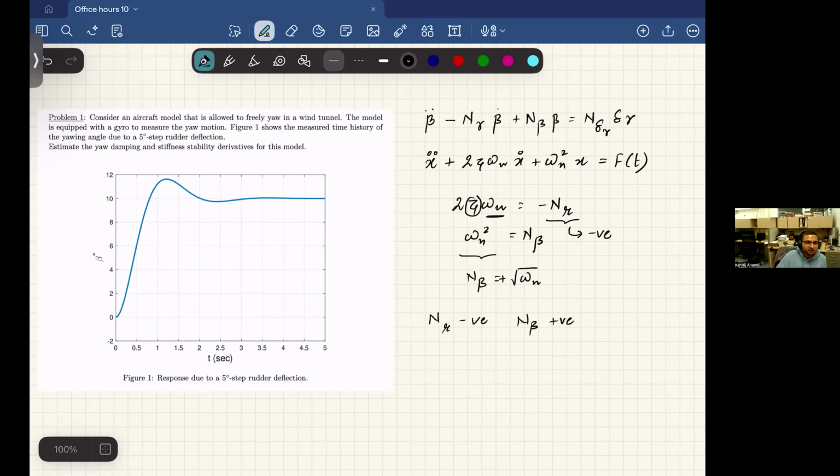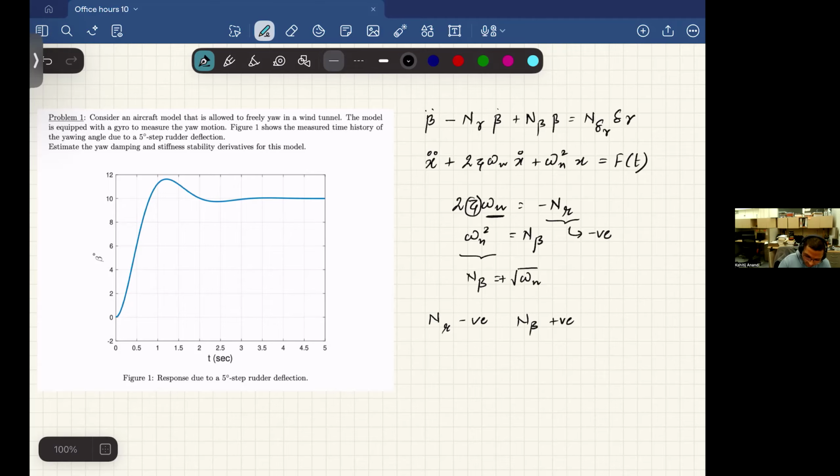Now the question arises: how do we extract the stability derivatives n_r and n_beta which the question is asking? We have related them to omega_n and zeta, but then we need to find omega_n and zeta. So again, go ahead and review the concepts of second order ODEs. A few things you need to look out for here: first of all, the peak time, the percentage overshoot, and the steady state settling value.